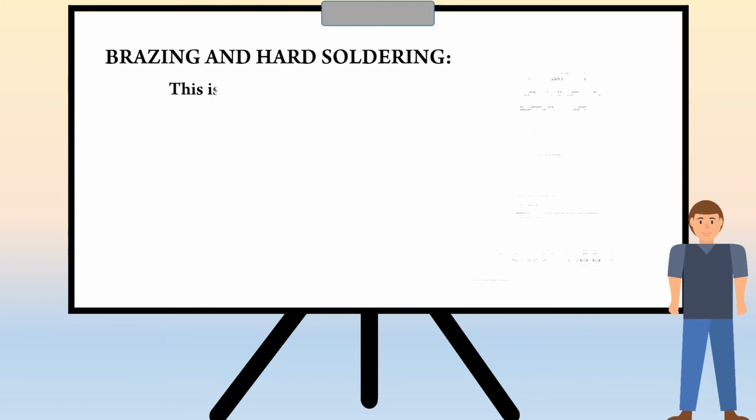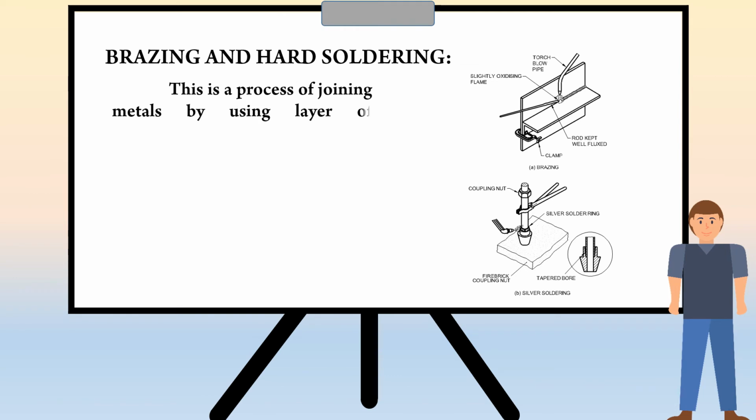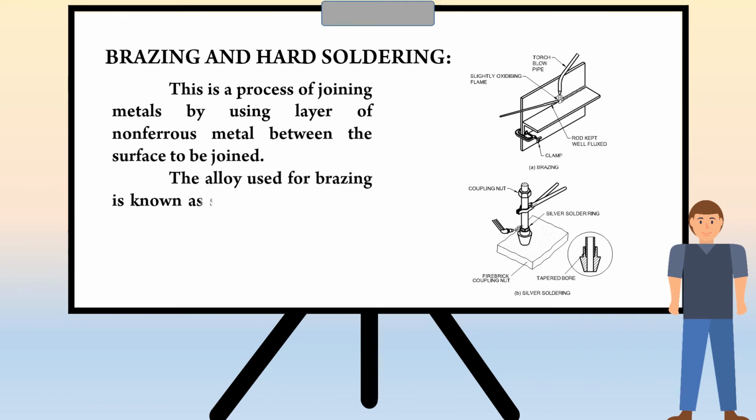Fourth method is brazing and hard soldering. This is a process of joining metals by using a layer of non-ferrous metal between the surfaces to be joined. The alloy used for brazing is known as spelter, a combination of copper and zinc.